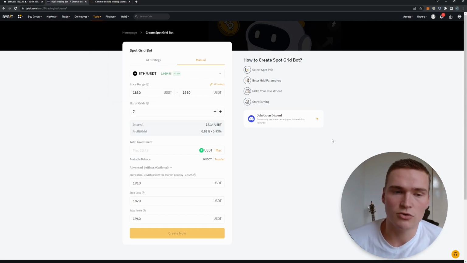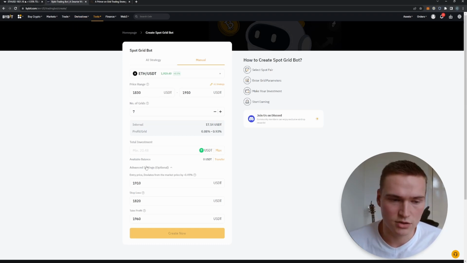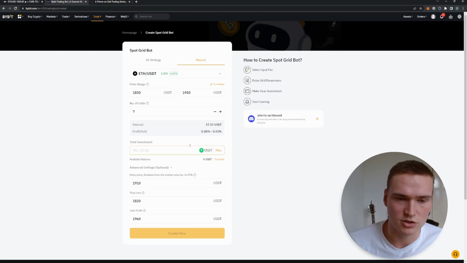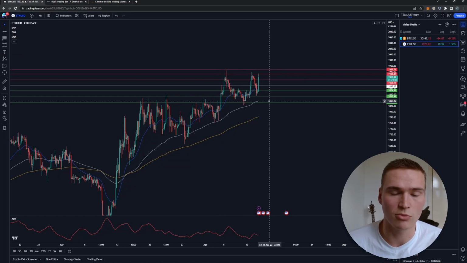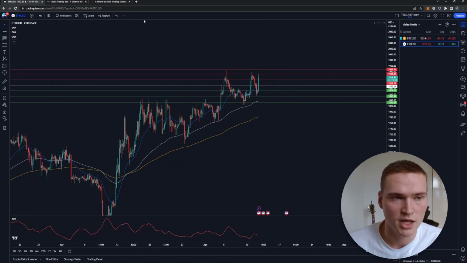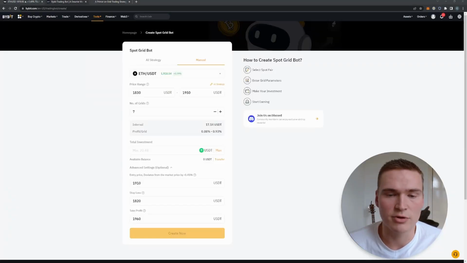But you should know all the caveats and all the features of it, and that it doesn't necessarily make you a profit. You can also see your investment. The more grids, the more you have to put in, because then you need more capital to buy and to sell. But all right, that's my brief explanation.